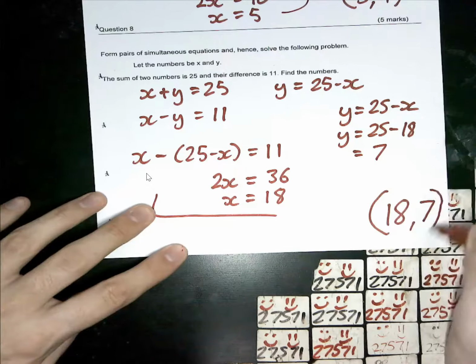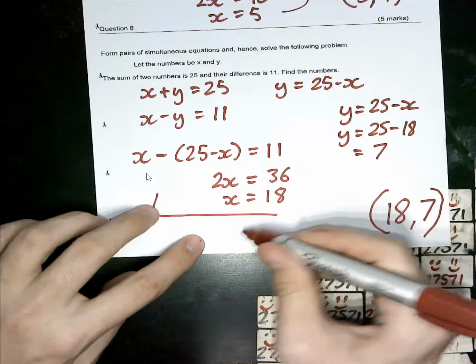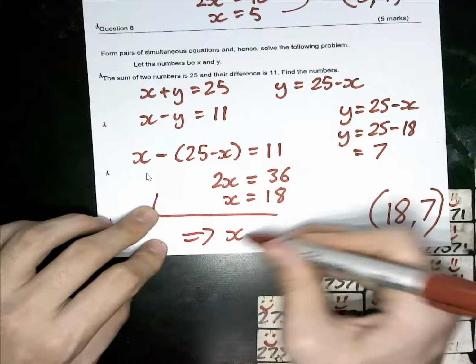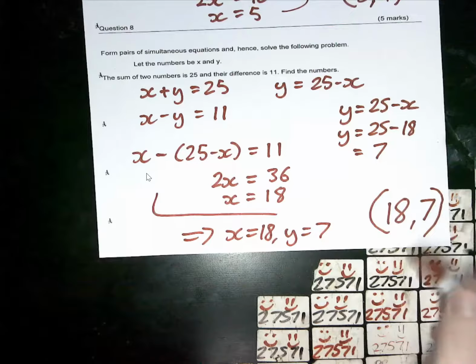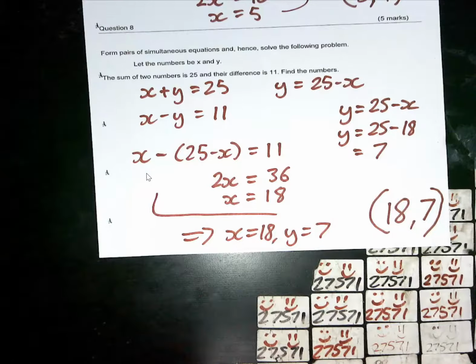Again, your answer can just be at the very end, x equals 18, y equals 7, or you can write it in the bracket form like that. Look, either way, I'm going to know what you're talking about.